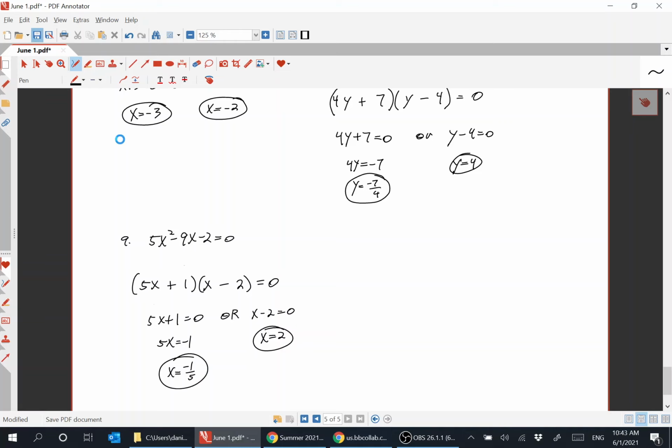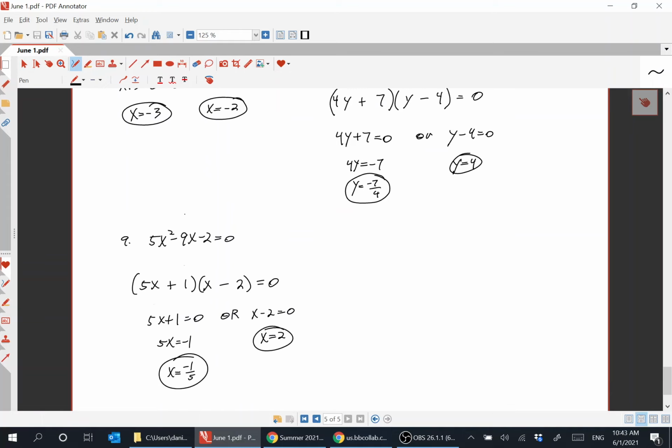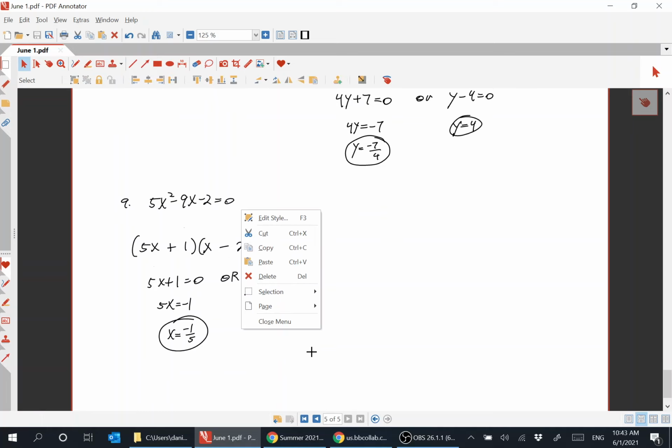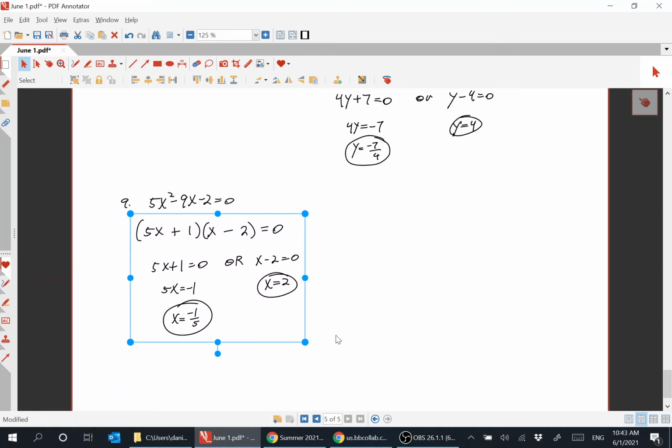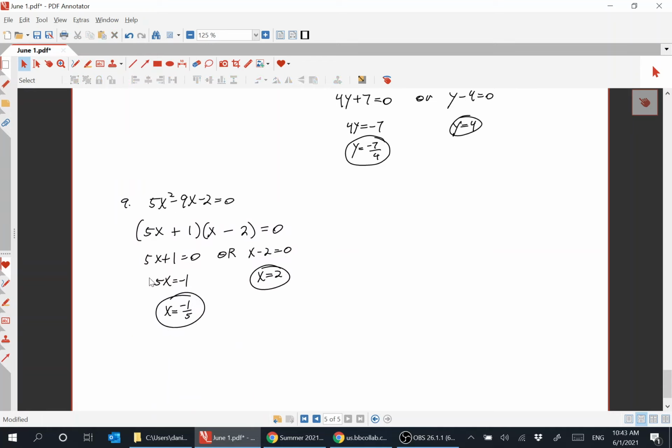Real easy. Usually, unless it's a pretty dodgy factorization problem, like 12 here. But that is typically the fastest way to solve a quadratic equation. But it doesn't always work. It doesn't always work because you can't always factor.